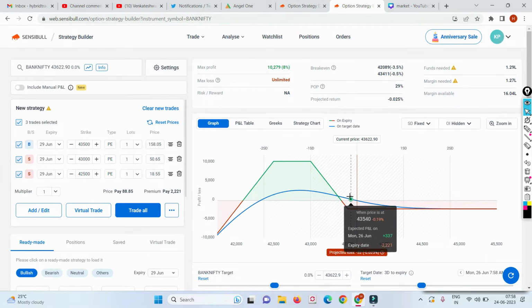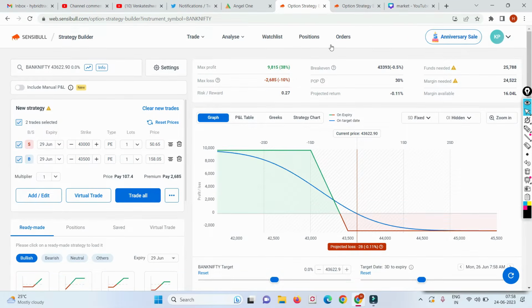This is a put debit spread, so your profit will start only when the market expires below your break even, which is 0.5%. So your profit will start from here till here, from 0.5% till 3.5%. Whereas in the debit spread, your break even is 0.5%, and from your break even till your sold position, 43,000, this is your minimum profit, and from here it's maximum profit. That's it. Maximum profit is static. Even if the market expires at 43,000 or 42,700 or 42,300, your maximum profit will remain the same.